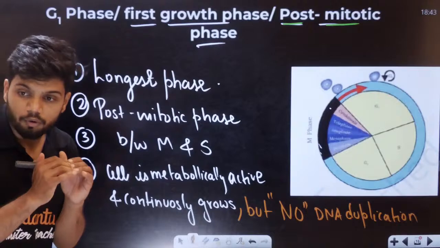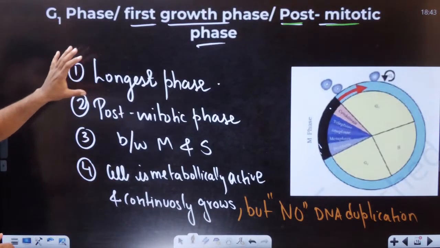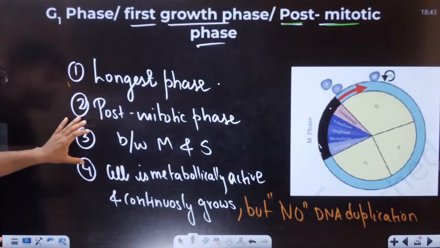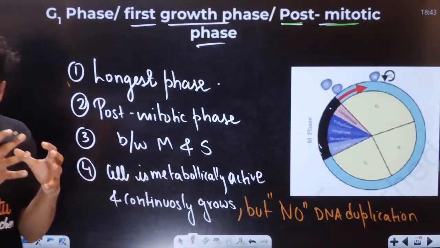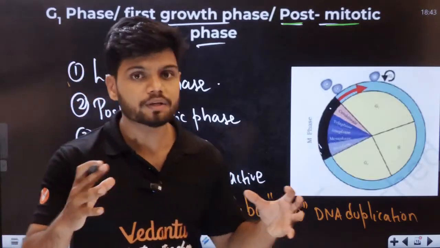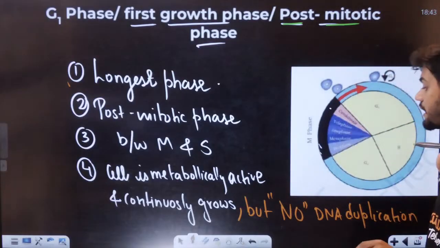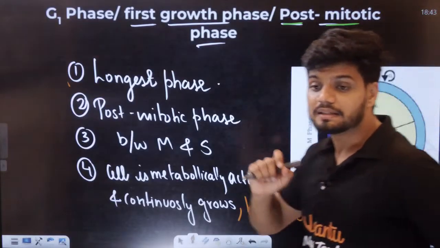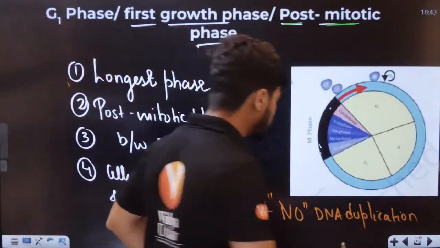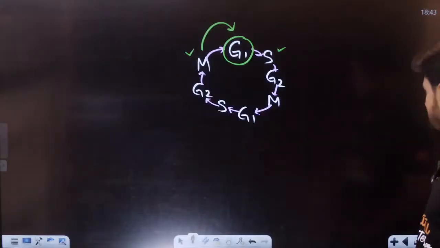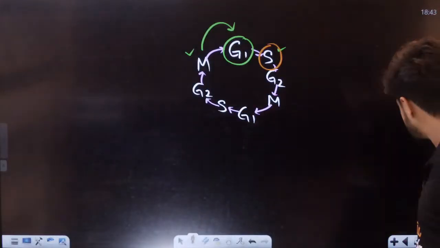Okay. So students, I want all of you to understand, in the case of G1, the longest phase, the post-mitotic phase between M and S, the cell is metabolically active and continuously grows. The cell is growing. The cytoplasm is growing here. But there is no DNA duplication. The DNA duplication does not happen at all here. So when do you think DNA duplication happens, students? DNA duplication happens in the next phase, which is called the S phase or synthesis phase.